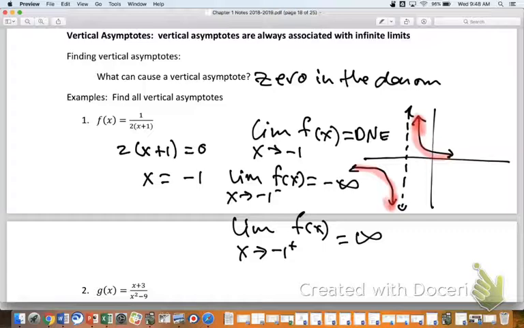So what I'm trying to get you to see is the connection between vertical asymptotes and limits that equal infinity and limits that don't exist, and what the graph looks like as well. So if we can see these multiple representations, I hope that's helpful.